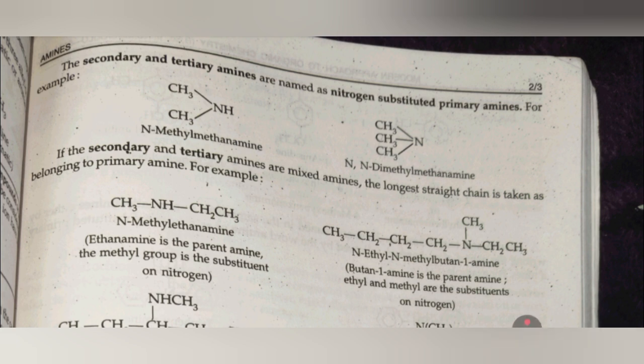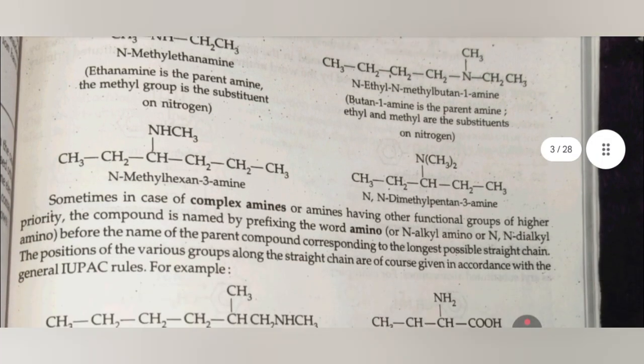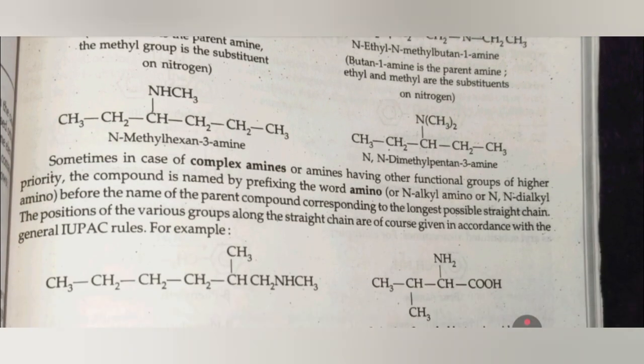If the secondary and tertiary amines are mixed amines, the longest straight chain is taken as belonging to the primary amine, for example, N-methyl ethanamine. Ethylamine is the parent amine, the methyl group is the substituent on nitrogen. N-methyl butan-1-amine. Butan-1-amine is the parent amine. Ethyl and methyl are the substituents on nitrogen. N-methyl 3-hexanamine and N,N-dimethyl pentan-3-amine.